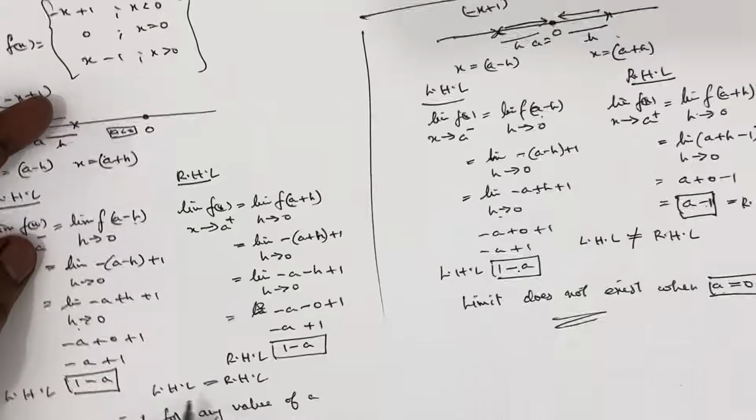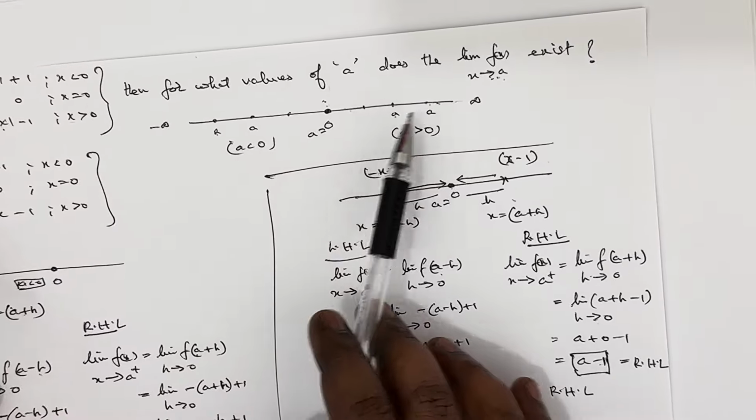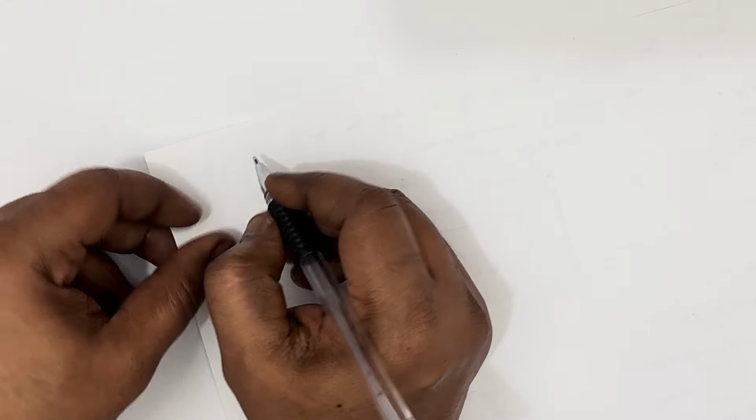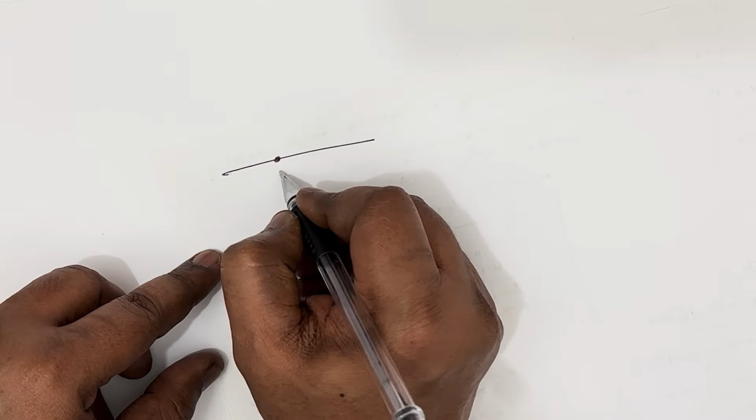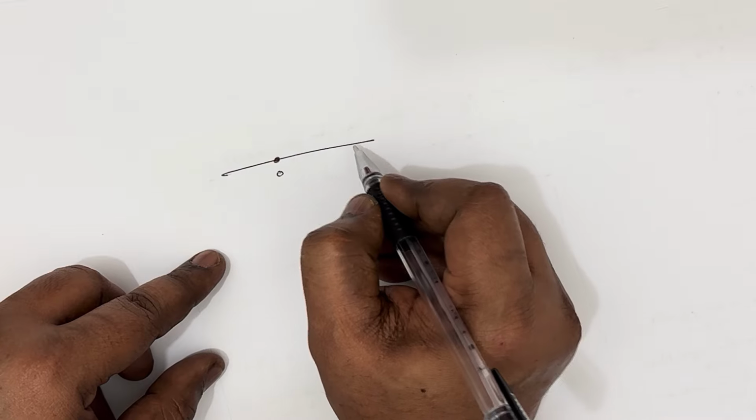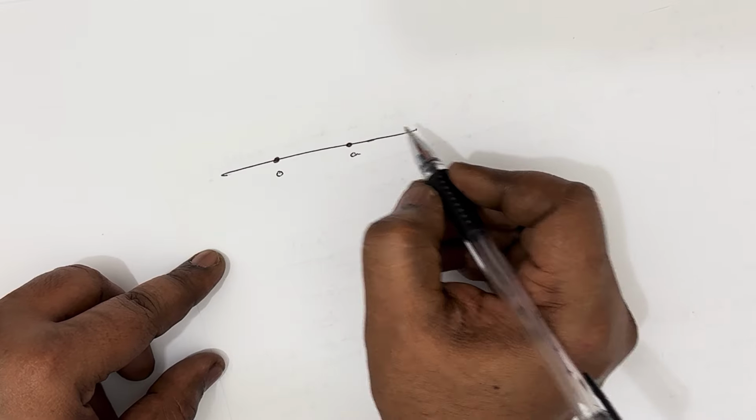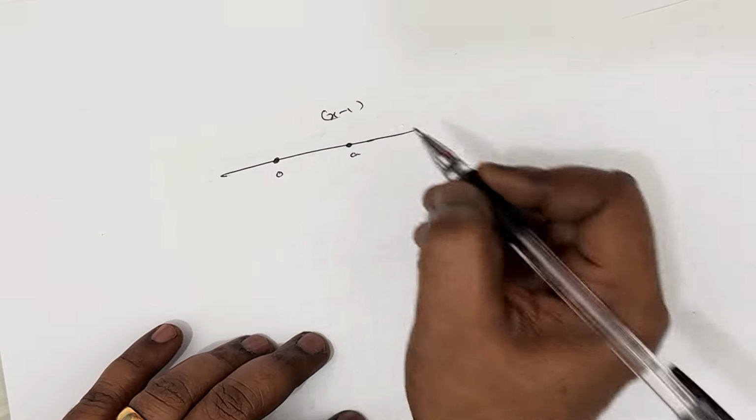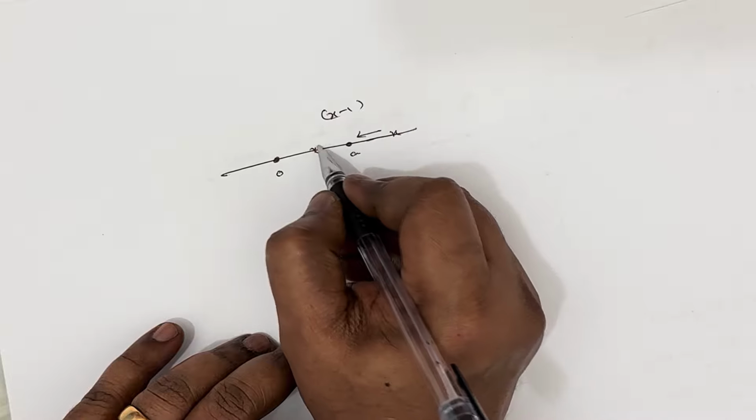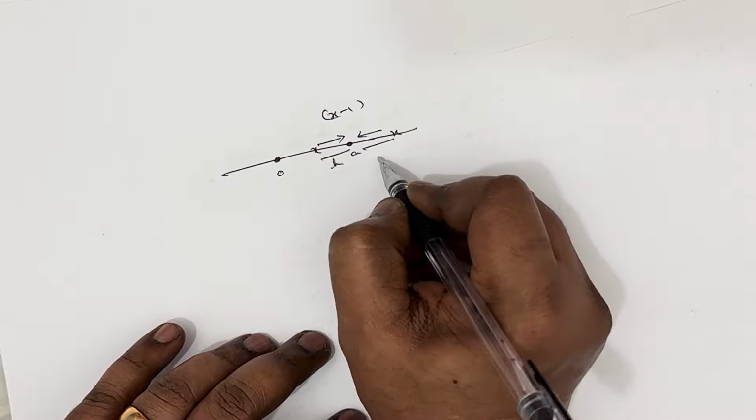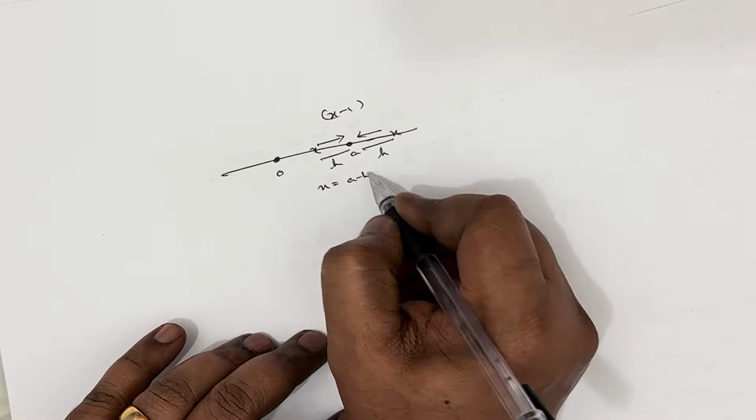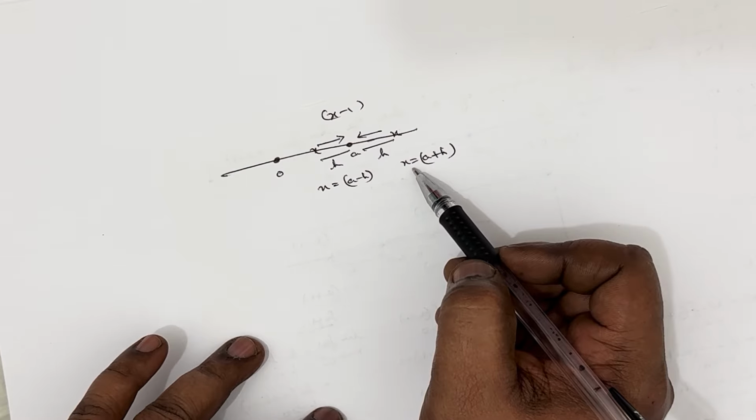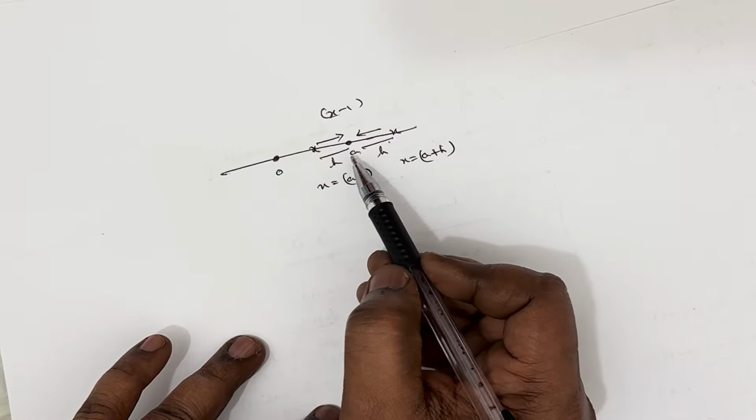Okay, that's it for a equal to 0. Now let's find out whether the limit exists for a greater than 0. Let this be the number line and this be 0, and for a greater than 0, let's take a point a here. The function for x greater than 0 is x minus 1. Now x is approaching a from both sides. This is the distance h. Here x is equal to a minus h, and here x is equal to a plus h.